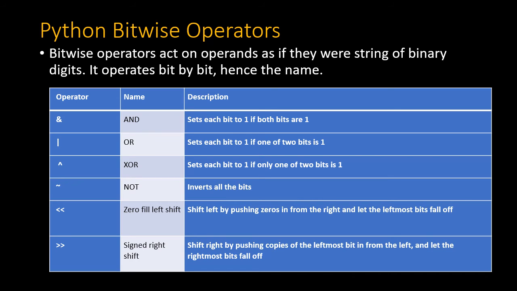And the shift left operator shifts the binary digits, zeros or ones, according to the binary digits. It shifts them to the left, and the leftmost bits fall off. The right shift is just the opposite.